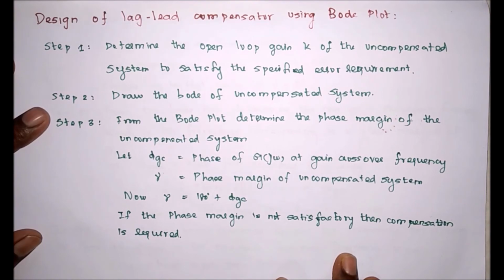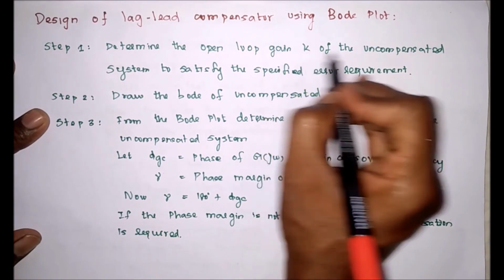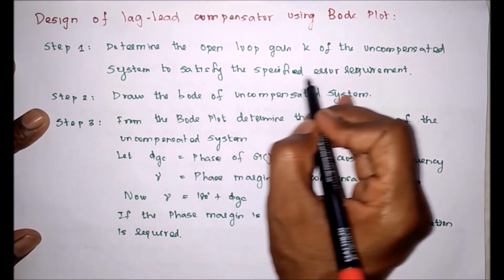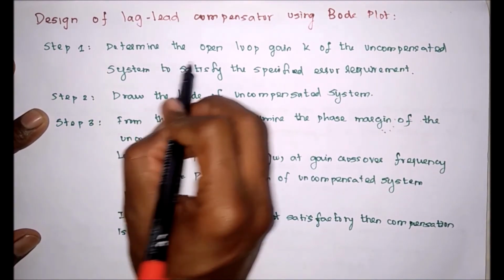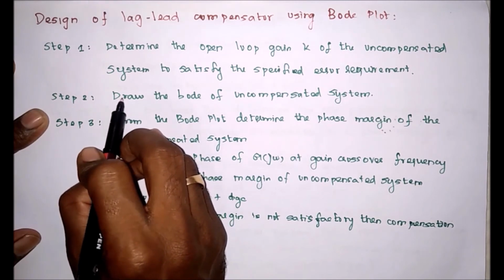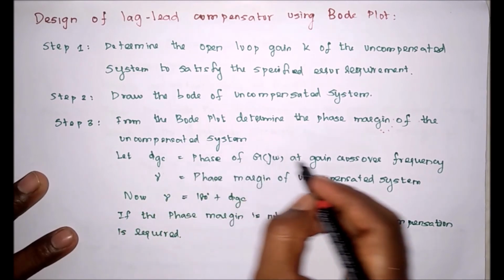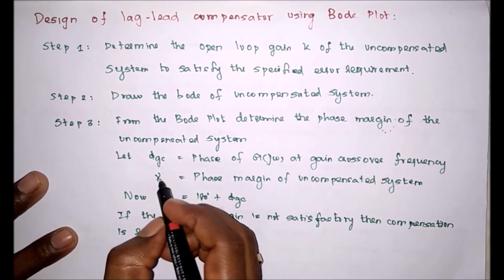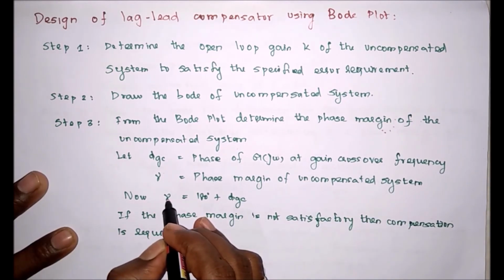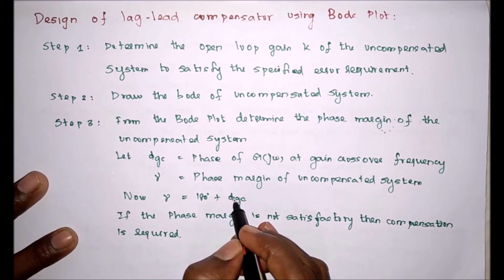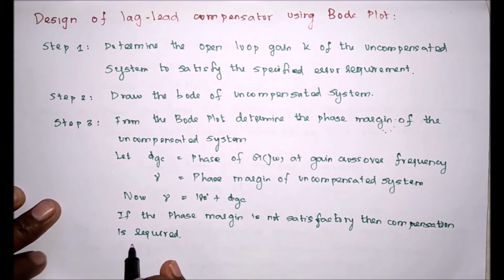So step 1 is we have to determine the open loop gain K of the uncompensated system to satisfy the specified error requirement. Next, from the given problem, after selecting the K value, we have to draw the Bode plot. From the Bode plot, we have to find the phase at the gain crossover frequency, and also the phase margin of the uncompensated system. So this is the uncompensated system phase margin, the corresponding angle.